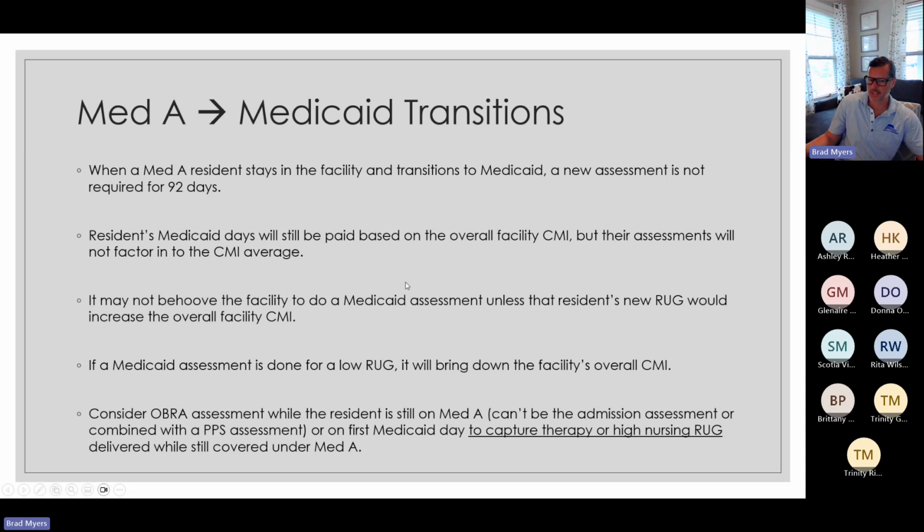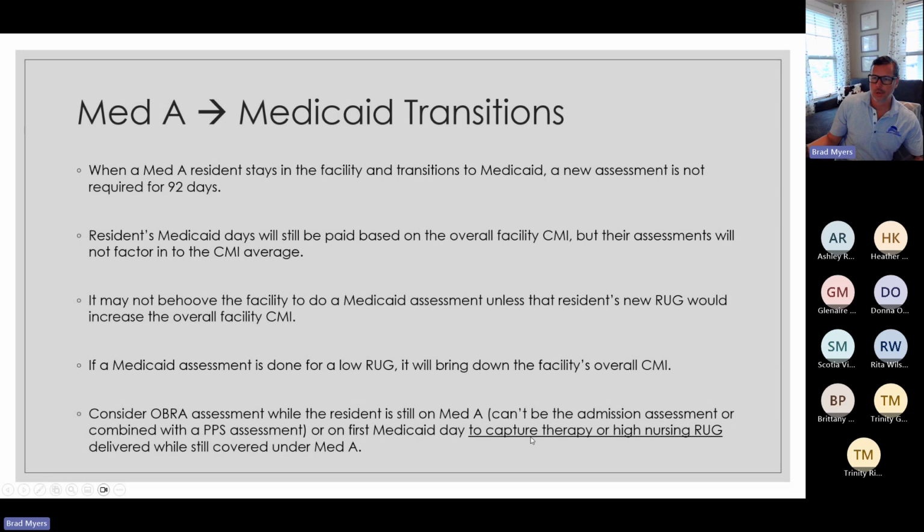I mean, this is one of the few cases where we can tell MDS coordinators that if they are doing that extra assessment to drop the rug on that resident, that is something they do not need to be doing. Consider over-assessment while the resident is still on Med A. It can't be the admission assessment or combined with a PPS assessment, or on the first Medicaid day to capture therapy on a high nursing rug.